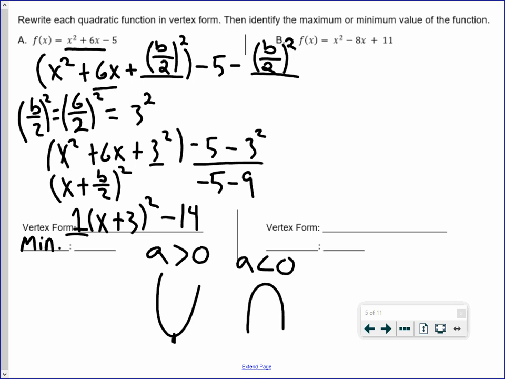And the value of the minimum is going to be the y value of the vertex. The vertex is in the form (h, k). So in other words, our minimum is going to be our k value, y equals negative 14.